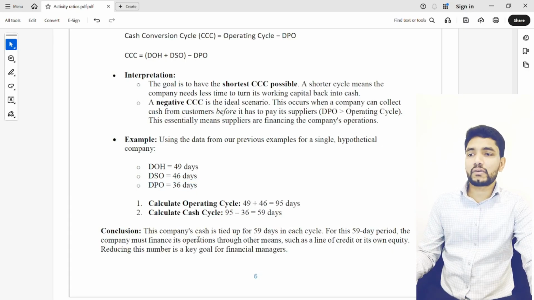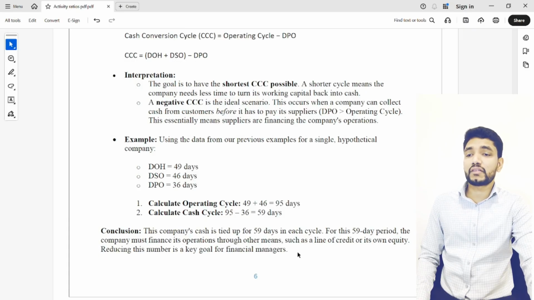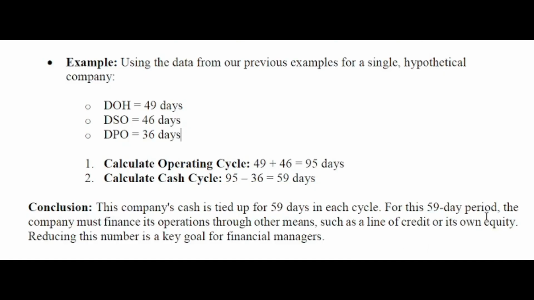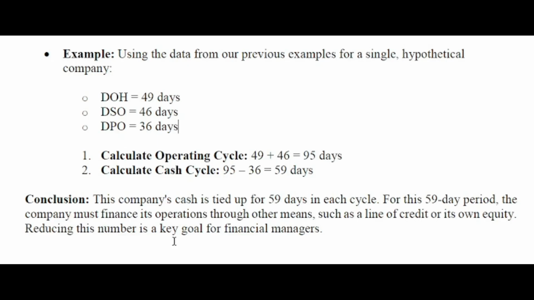How can we conclude this? This company has cash tied up for 55 days in each cycle. For these 55 days, the company must finance its operations through other means, such as a line of credit or its own equity. Reducing this number is a key goal for financial managers. That means it should be reduced as much as possible, because if it is reduced, we need only a small working capital requirement to finance operations.